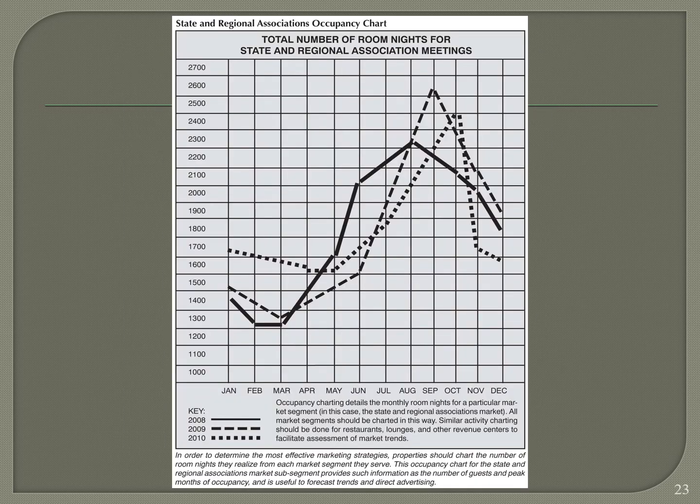Here we're looking at our total number of room nights for state and regional association meetings by year. By year, the solid line is 2008, 2009, the dashed one is 2010. So we can look by month: what is our predominantly lowest time period of the year? January, February, March, like right here, right? So that's relatively low.